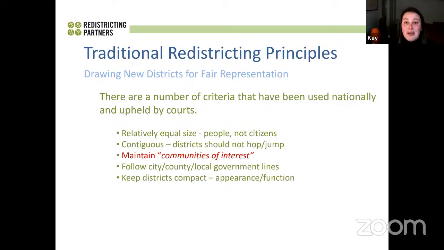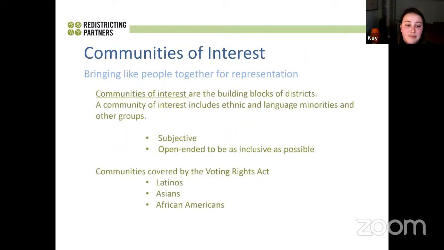Keeping communities of interest together is a very important principle in redistricting. It's especially helpful for communities who have been traditionally left out of the political process. Community members can define their communities by telling their own stories and describing their concerns to policymakers. Ultimately, communities of interest are the building blocks of districts, and they can include ethnic and language minorities and many other groups as well.